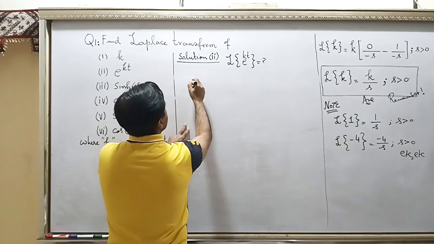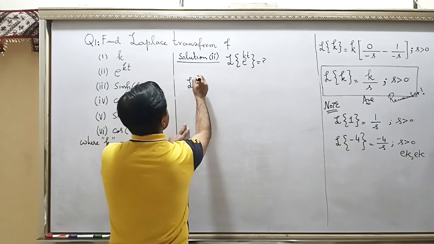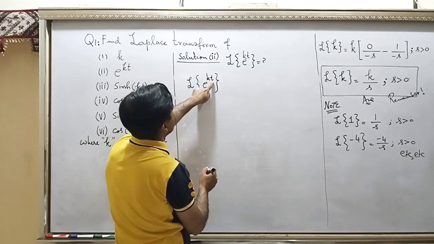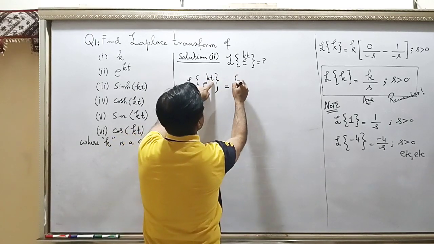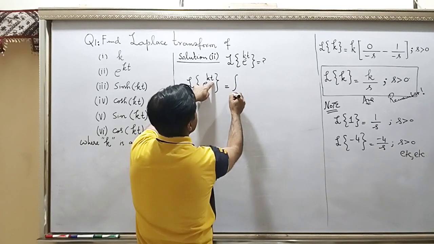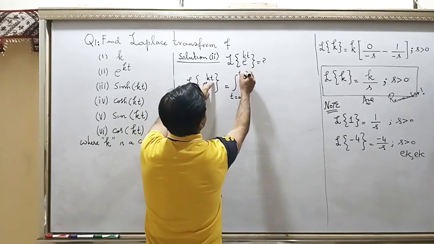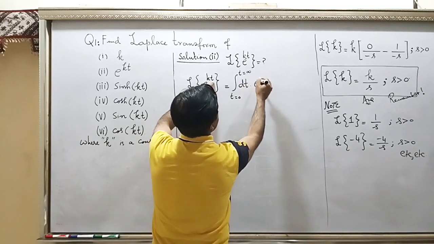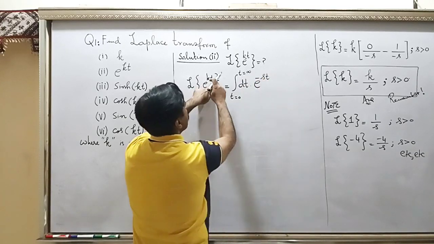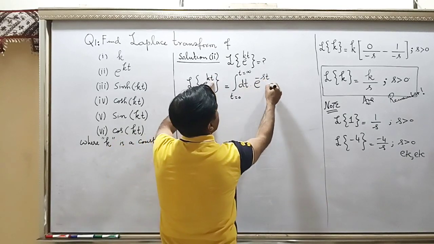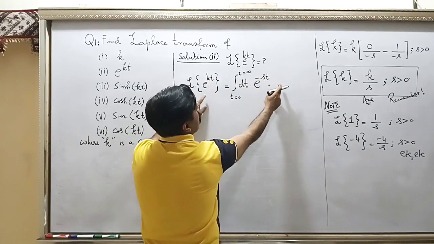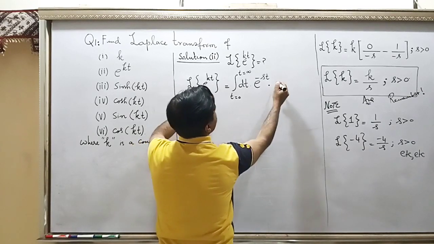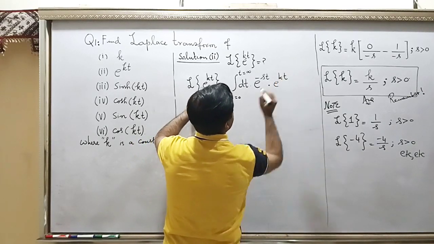Let's find it. First write the general formula. Now you should be able to write this directly. Look, e to the power kt: your function depends on t, so it should be integrated. So this is t from 0 to infinity, integrated with the kernel, which is e to the power minus st. t is your old variable and s is the new variable, multiplied by f, the function whose transform is to be calculated, and this is e to the power kt.